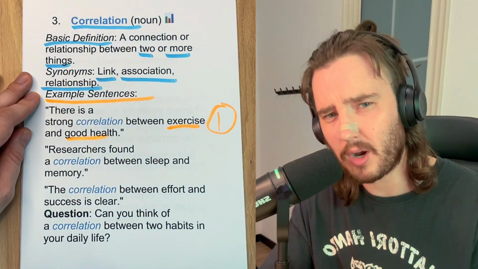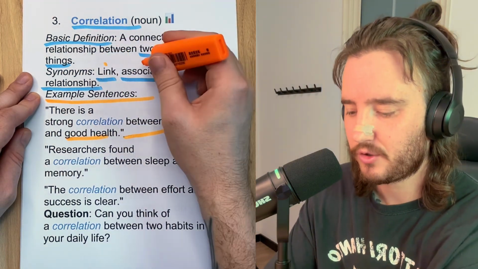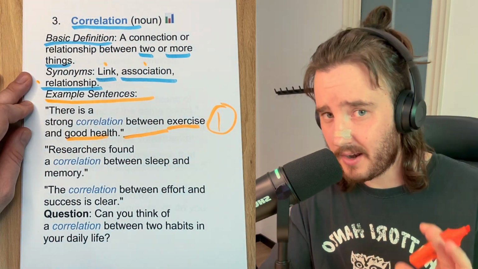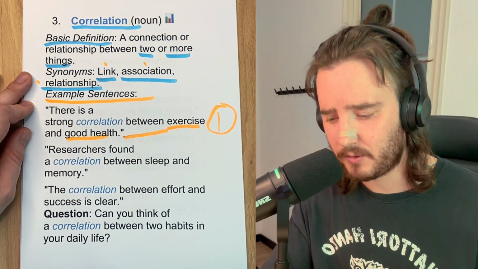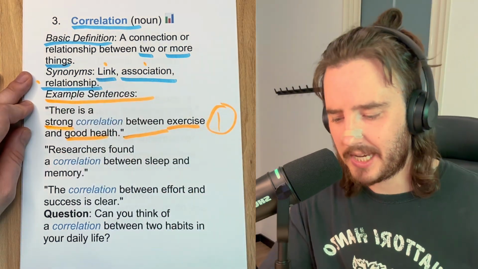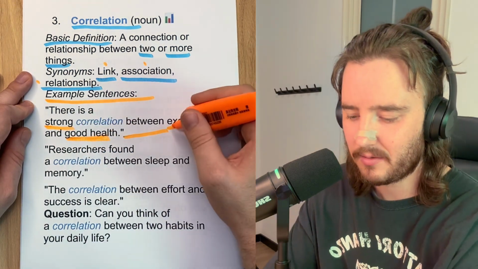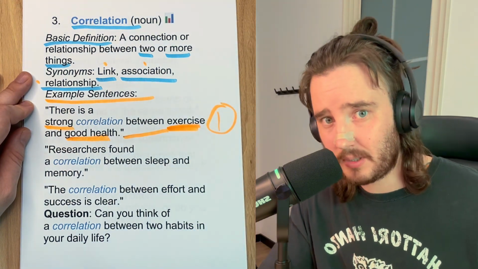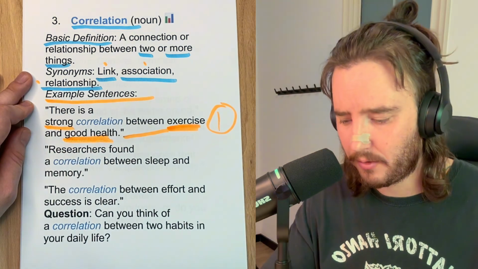A strong correlation. So they are connected, they are linked, they are associated. There is a relationship between these two things, and not just a relationship, not just a link, not just an association, not just a correlation, but a strong correlation. So in other words, if you have good health, you probably get lots of exercise. And if you get lots of exercise, you are probably in good health. We can say that a person is in good health.